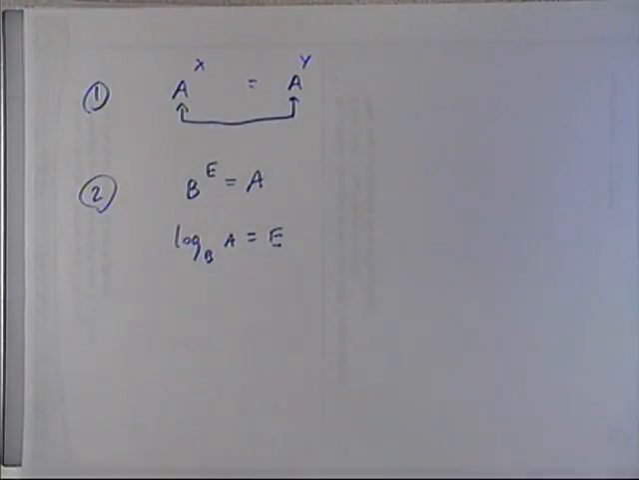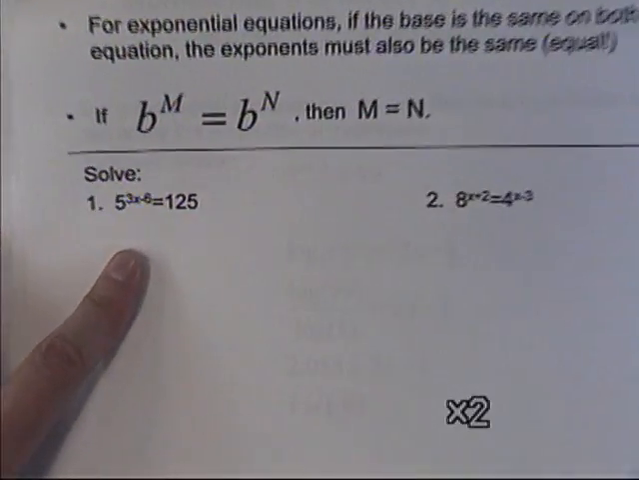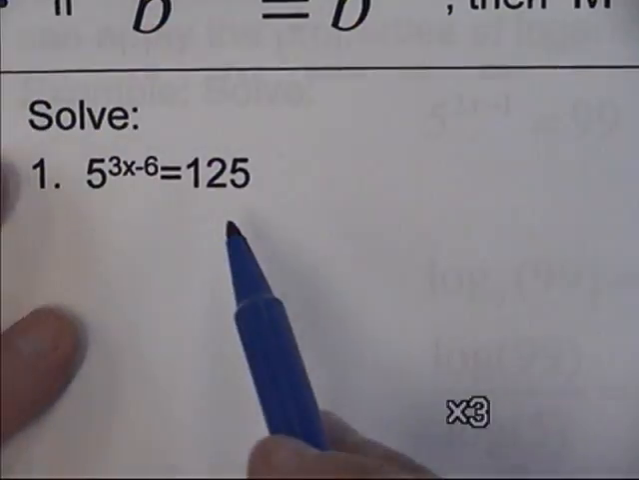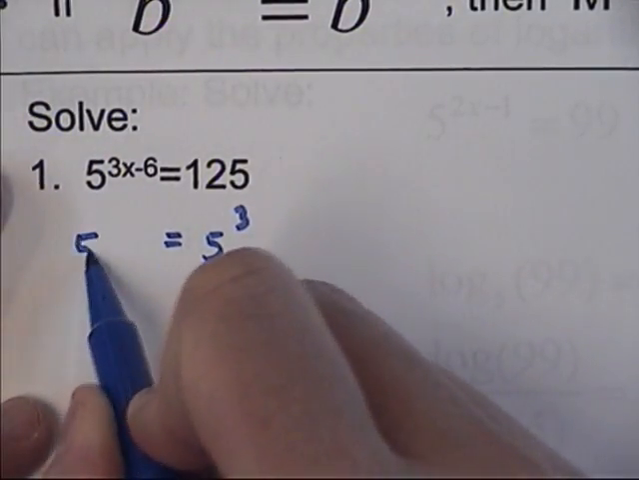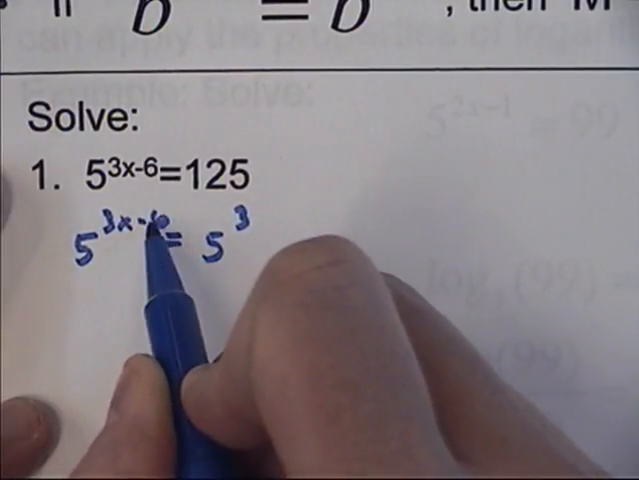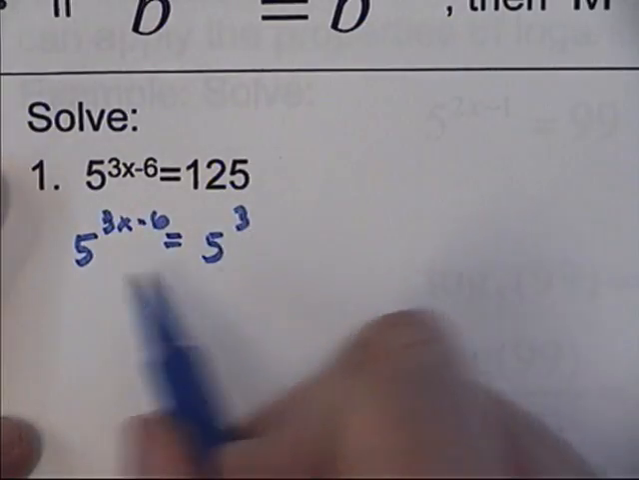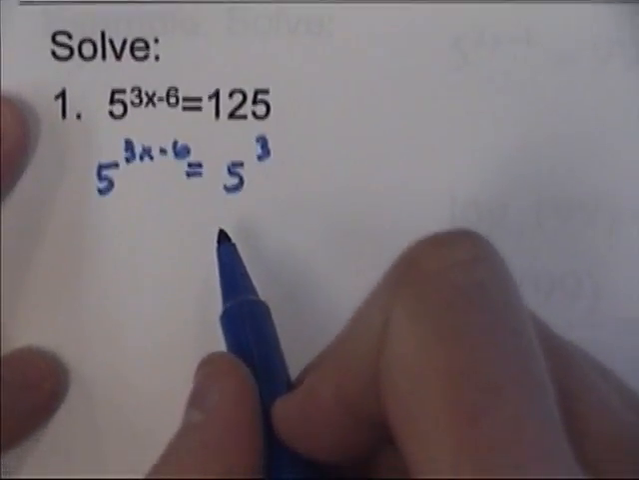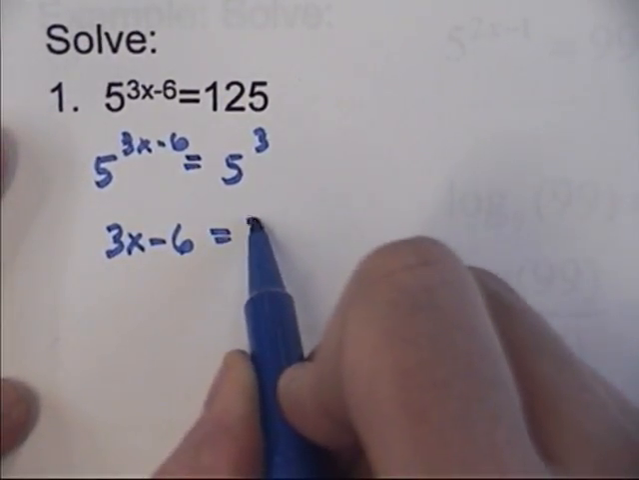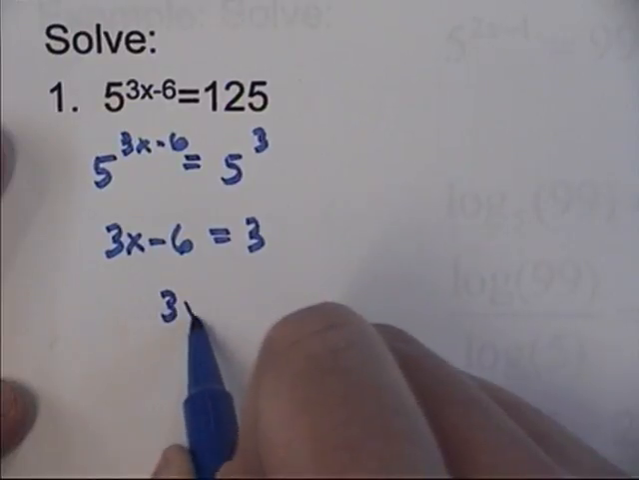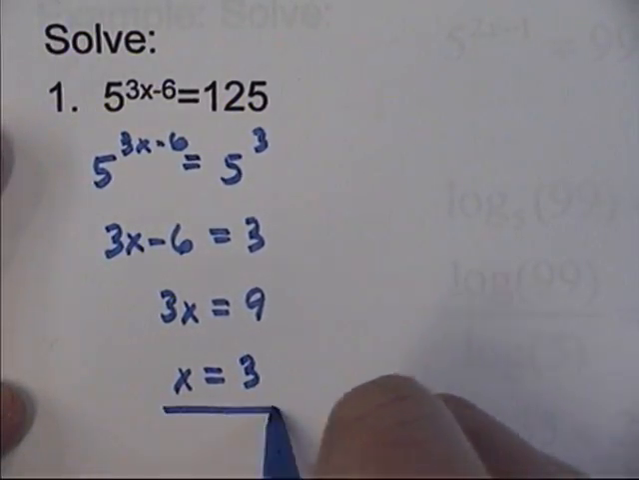In this first one, I'm going to use the technique of making the bases the same. So if I scoot in on this, you'll see that 125 can actually be written as 5 to the third power. So if that's 5 to the third power, and this is 5 to the 3x minus 6, wouldn't those exponents have to be the same thing if the bases are the same? Yes. So what I can state as a statement of truth is that 3x minus 6 has to be equal to 6. So adding 6 on both sides gives me 3x equals 9, and dividing both sides by 3 gives me x equals 3.